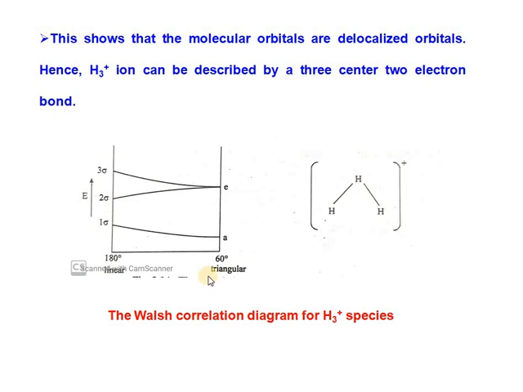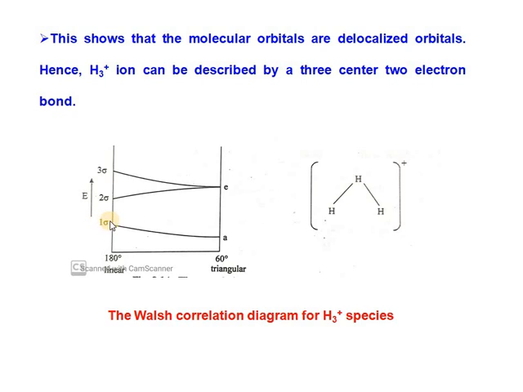So this was the diagram for the S3 plus species. We observe that this is A and this is E. A is non-bonding degenerate, and E is doubly degenerate molecular orbitals. This is the linear molecule and this is the triangular molecule. We observe that 1 sigma, 2 sigma, and 3 sigma will have more energy as compared to the triangular ion.